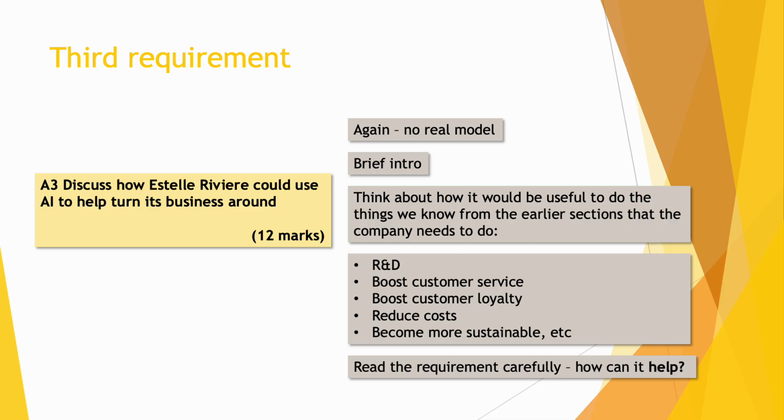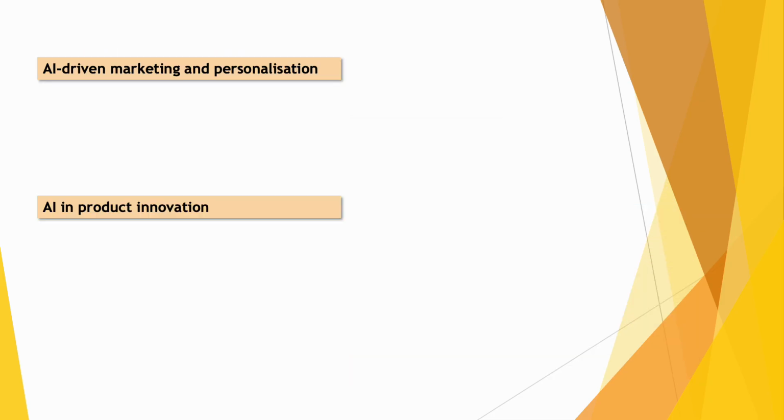Now, there are actually loads and loads of different ways you could do this, and we're not going to talk about all of them here. Anything sensible is going to get you some marks. But in theory, AI could potentially be hooked into almost any part of this organization to try and improve it. So some examples we'll just talk you through here.